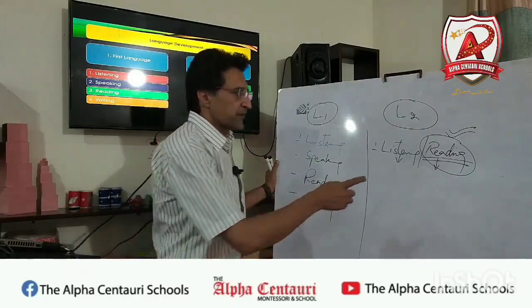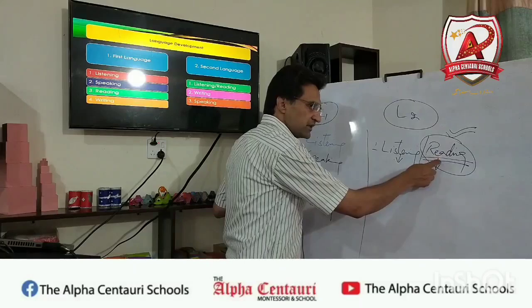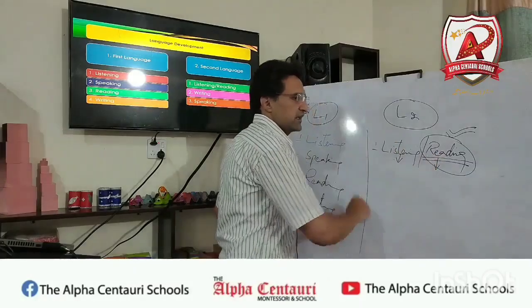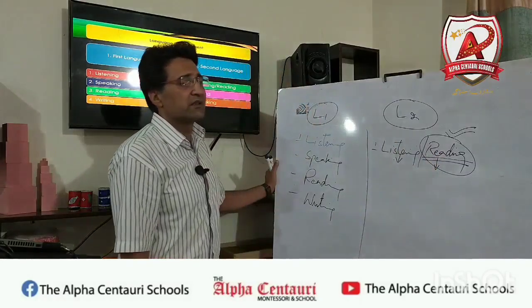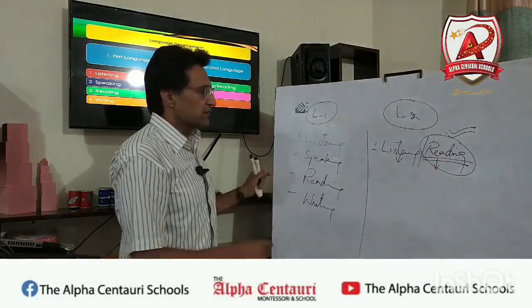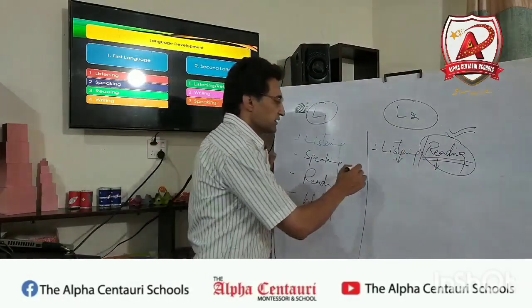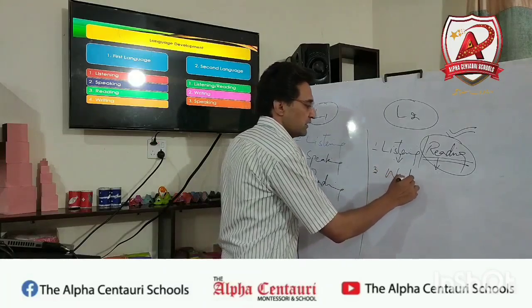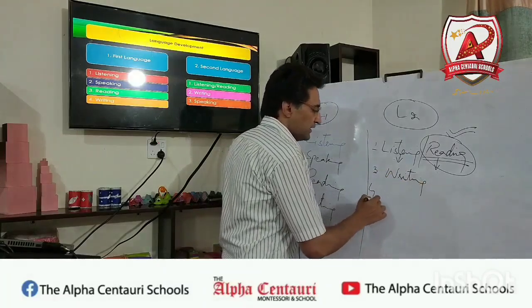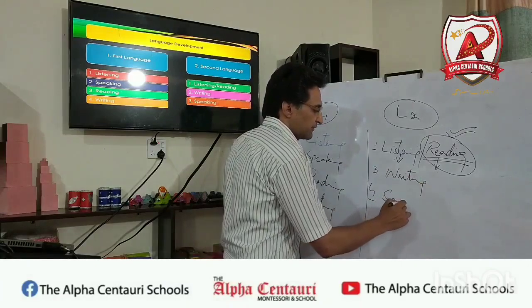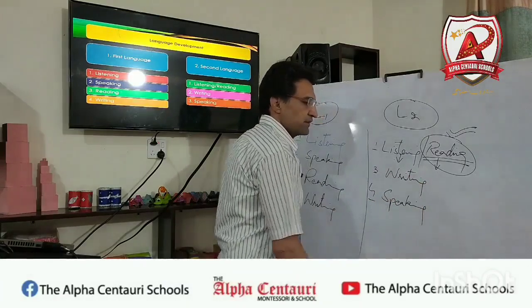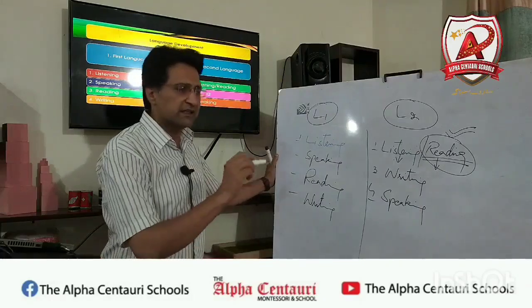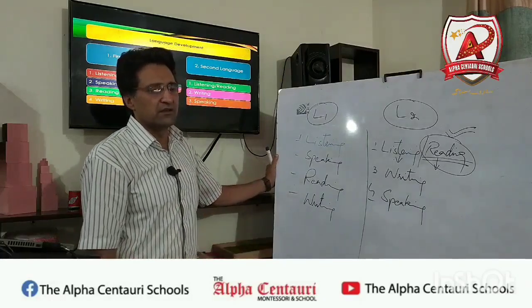But usually the problems occur there, generally there in what? Reading strategies, due to which children can't develop their language skills. After that, thirdly they go for what? Writing. And fourthly they go for what? Speaking. This is the sequence for second language learners.